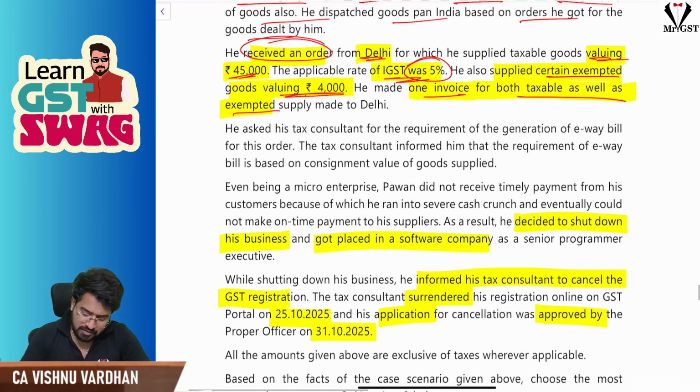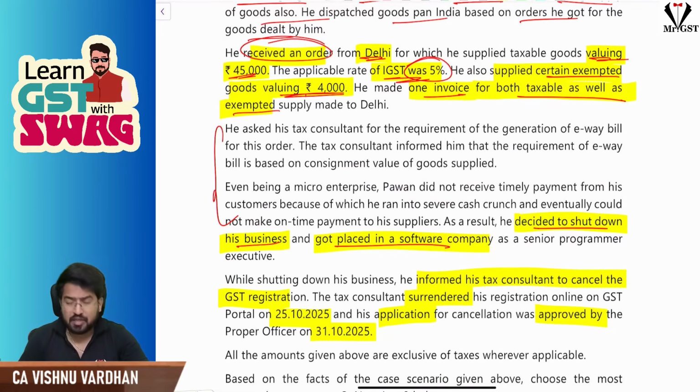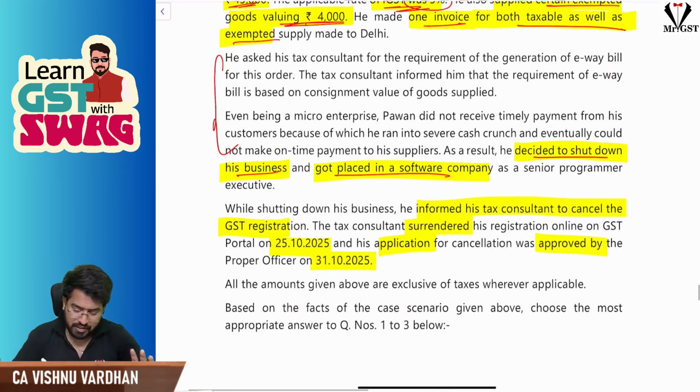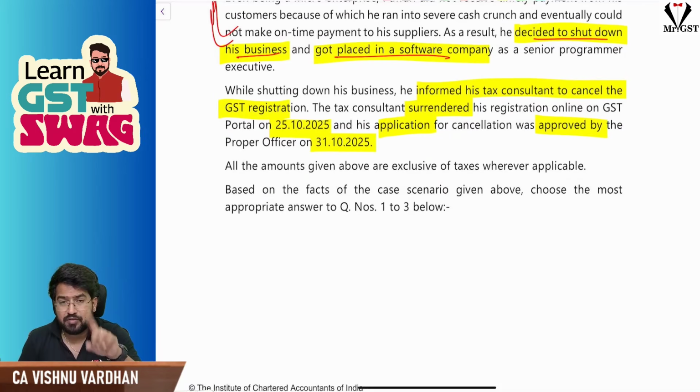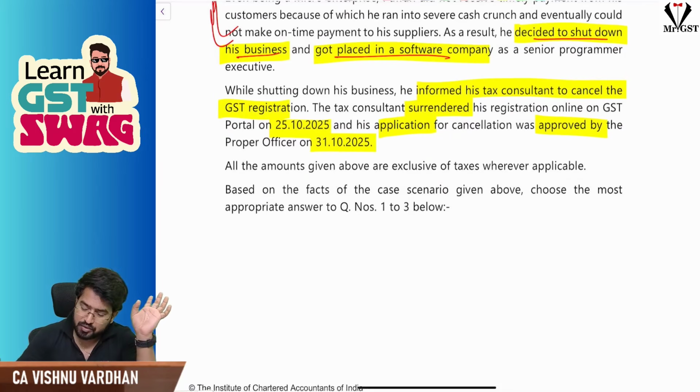Next, again some irrelevant story that he wants to cancel the registration, he wants to shut down his business, and he got placed in a software company. All that story is completely irrelevant. And you know you have to file the final return; that information is required for you. So he informed his tax consultant to cancel the GST registration. They surrendered it on 25th October, and his application for cancellation was approved on 31st October. Nothing else is given.